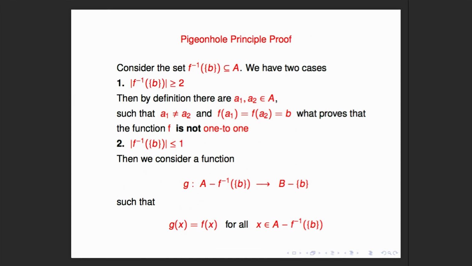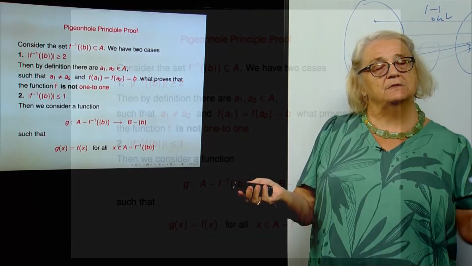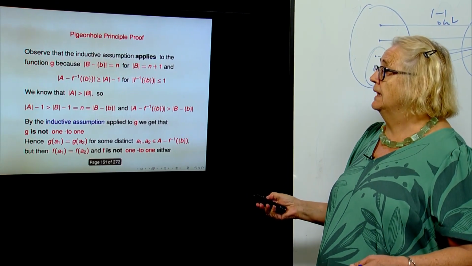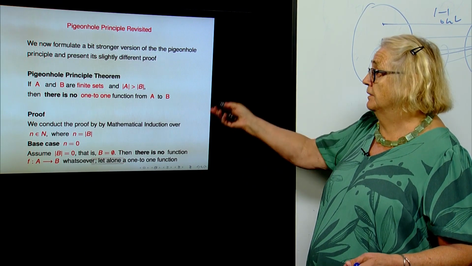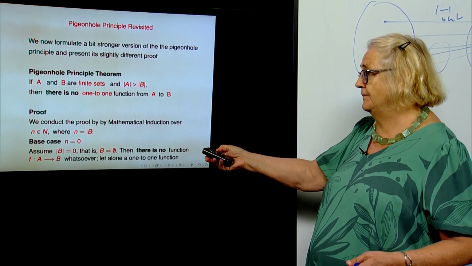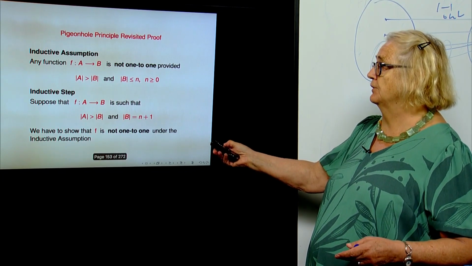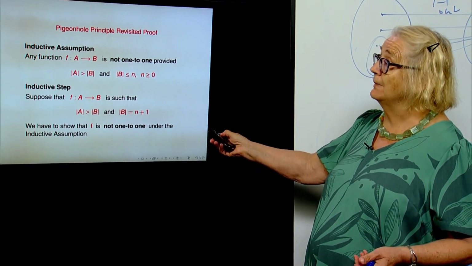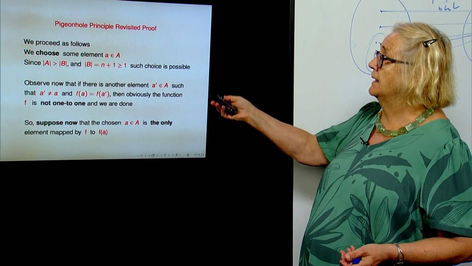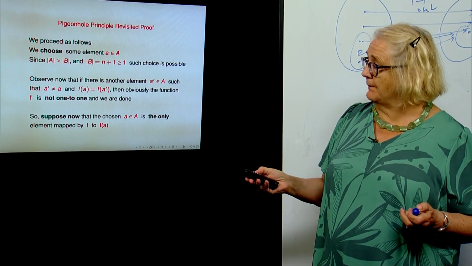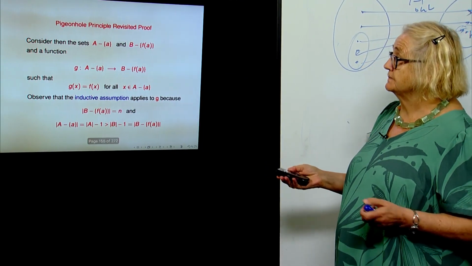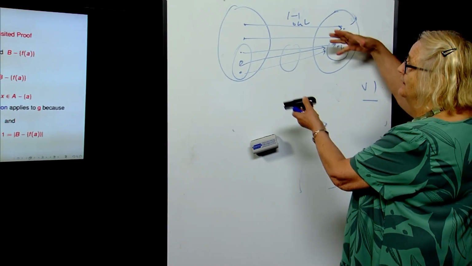There are two proofs. One proof uses the inverse image of B. That's why we're talking about images and inverse images under the function. And the other proof uses really the image. So there are two proofs of how you prove it by mathematical induction. It's a very nice application of mathematical induction. So this is the pigeonhole principle as intuition.